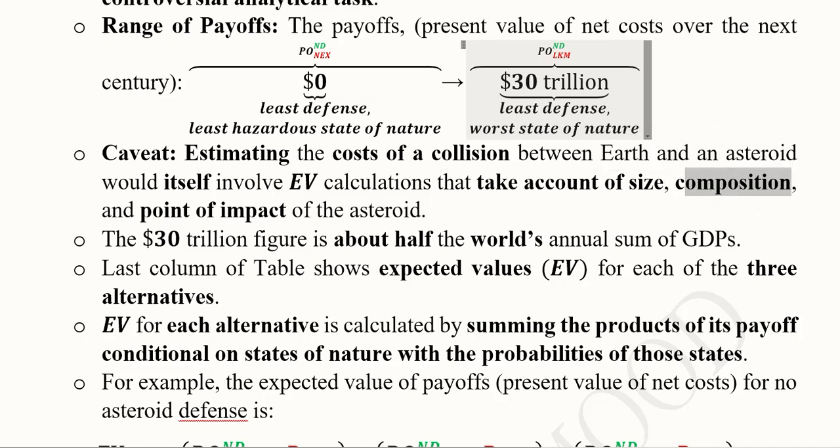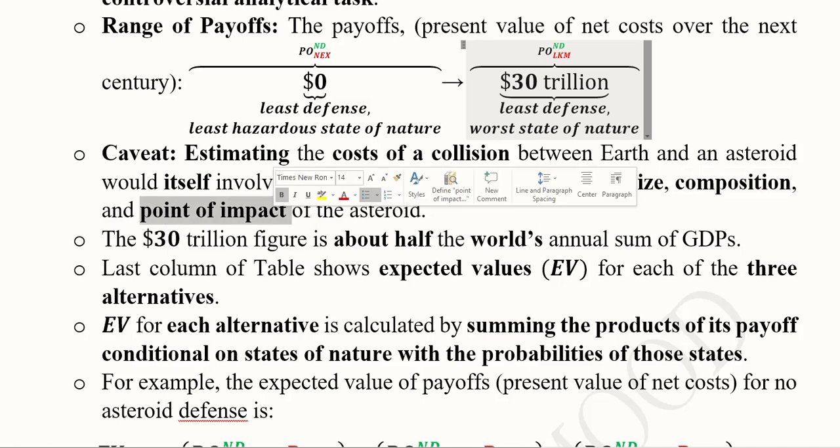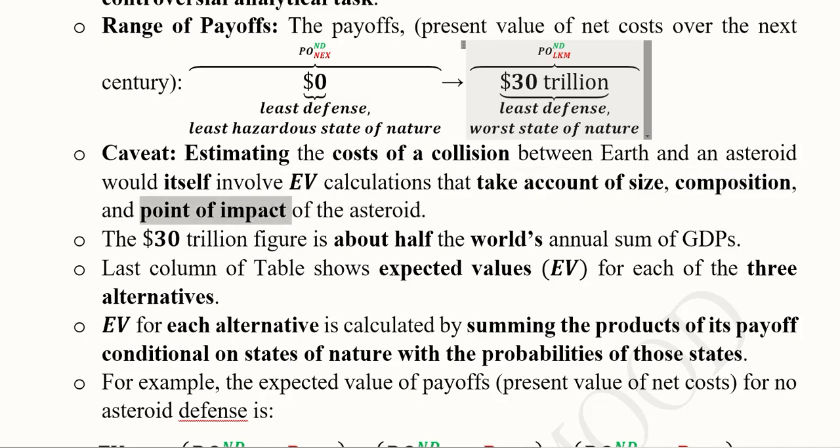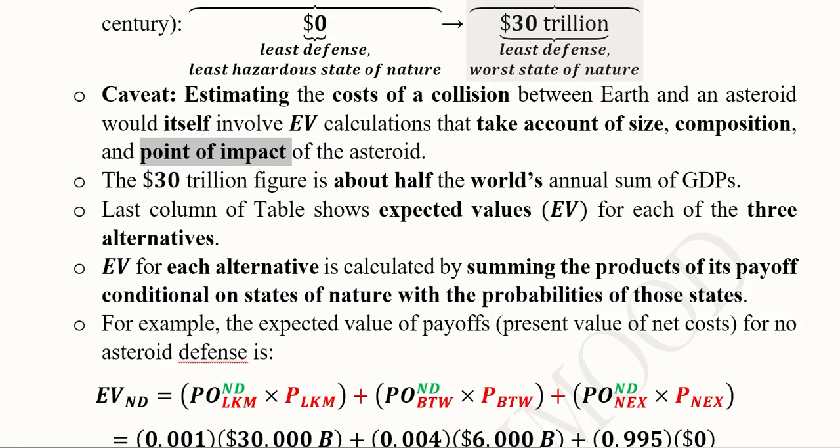So the composition of the asteroid can also be a factor in determining the damage that it does, and the point of impact that it makes. That is, if it lands in the sea, definitely not much harm will be done. But if it lands in a well-populated area, it can really do a lot of damage, and many lives can be lost. So these are various possibilities that we didn't consider in our analysis. And this is why this is a compromise that we have made, because it is still a very cumbersome exercise that we are doing with this set of three possibilities.